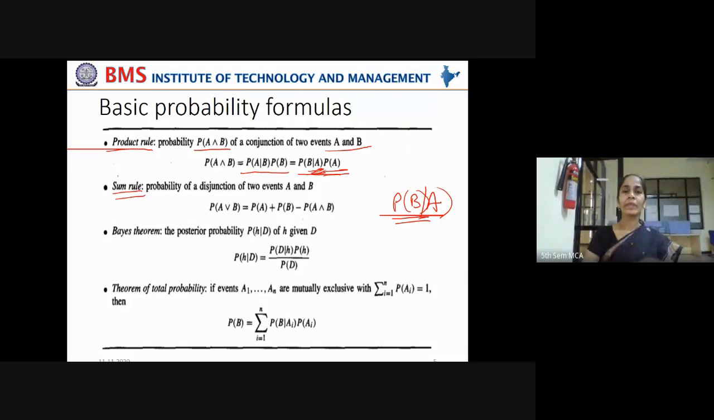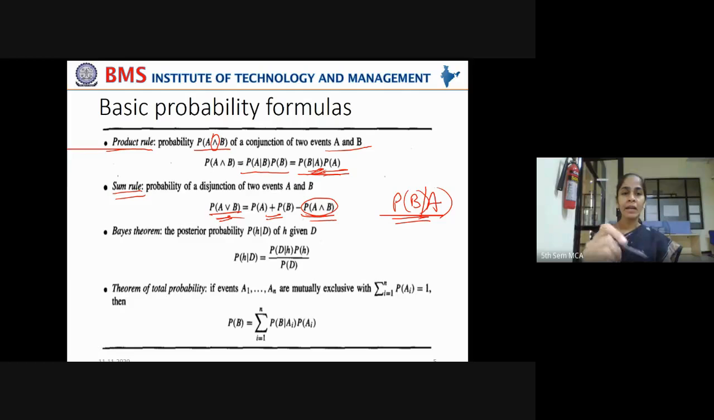Now what is the sum rule? Probability of a disjunction. Conjunction is represented by this symbol and disjunction is represented by this symbol, or, and here we have plus for adding those two probabilities. Probability of A or B, either A occurs or B occurs. How do you calculate that? Probability of A plus probability of B minus probability of A and B occurring together. Subtract that, and that will give you probability of A or B. How easy it is? It is probability of A occurring plus probability of B occurring. From that you subtract both of them occurring together, so that you will get the probability of either of them occurring. Either A occurs or B occurs. That is probability of A or B.